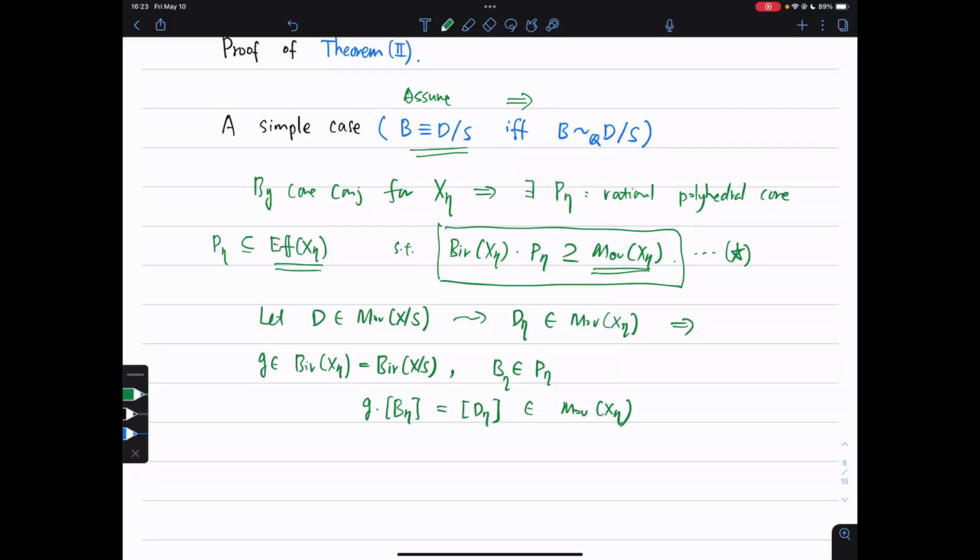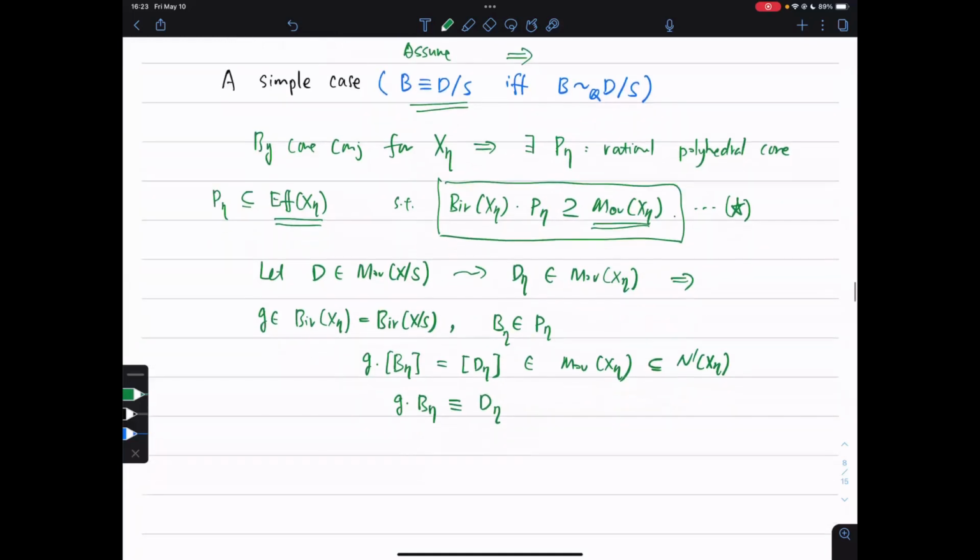And recall, this is a cone we are working with, the Narain-Savary group. This relation just means the two divisors are numerically equivalent. By our assumption, numerical equivalence implies linear equivalence. So by assumption, this implies the two divisors are linearly equivalent. This is the place where we are using the assumption: from numerical equivalence, you get linear equivalence.